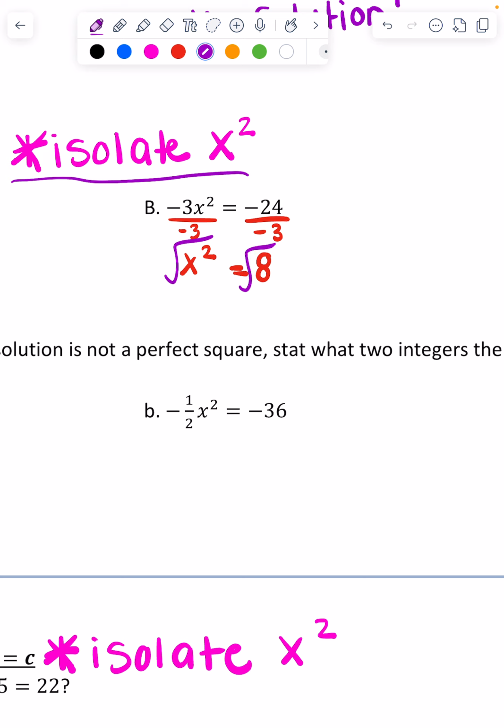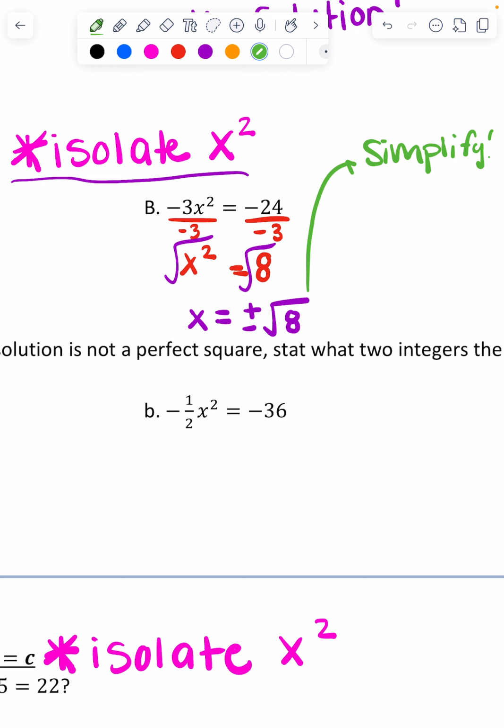8 is actually not one of our perfect squares. So we have a few ways that we can write our answer here. Since we can't take a perfect square from 8 right away, what our answer is right now is plus or minus the square root of 8. Since it's not a perfect square, we can just leave it like that. Except last lesson, we learned how to simplify this further. And here's where that lesson is going to help us out.